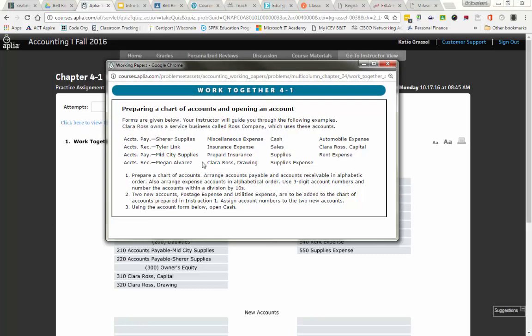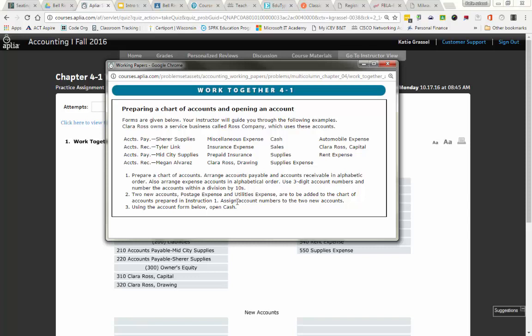Now, pretend like our business has been in operation for like 4 months. Okay, so we created our chart of accounts. We've been in operation for 4 months. And then we get instruction number 2 here. It says 2 new accounts, postage expense and utility expense, are to be added to the chart of accounts used in instruction 1. Assign account numbers to the 2 new accounts. I had to say imagine that we've been in business for a couple months because it doesn't make sense to make a chart of accounts and then add new accounts at the end.